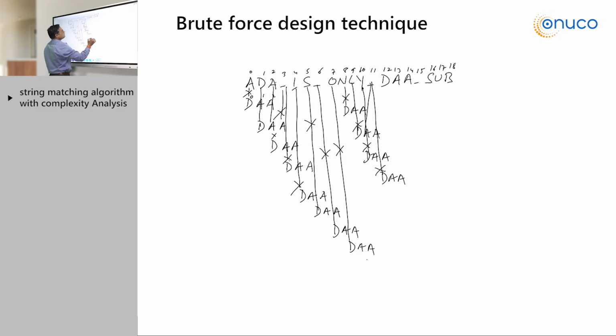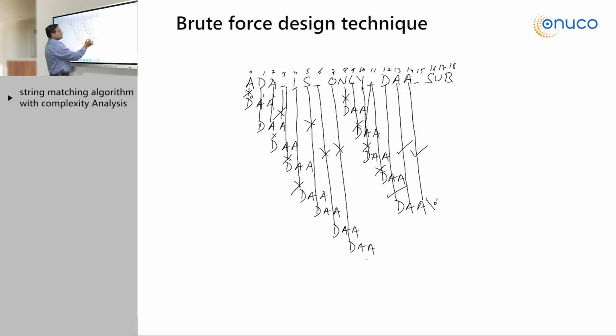Once we are done with the right shifts, we can see that D and D is matching? Yes. Next, A and A is matching? Yes. A and A is matching? Yes. And we can see that now we encounter the null character. Hence, the length of the pattern was 3 and 3 characters are already matched. Hence, this die is already present in the given text.